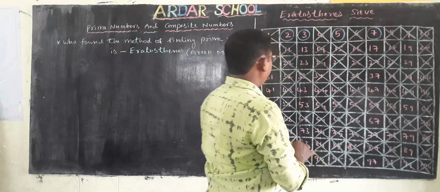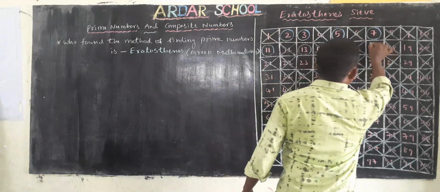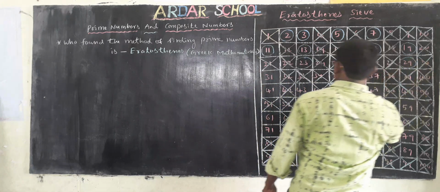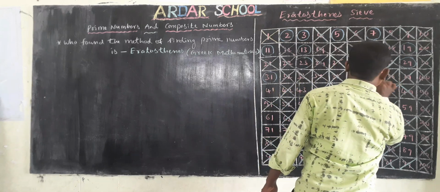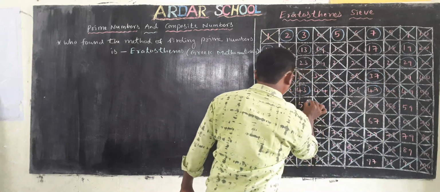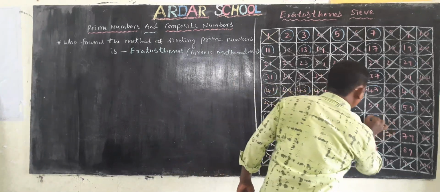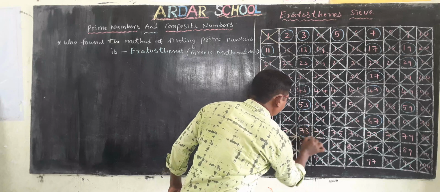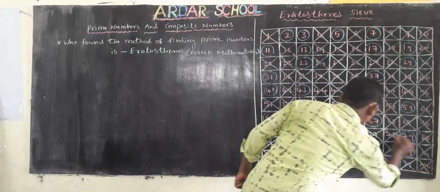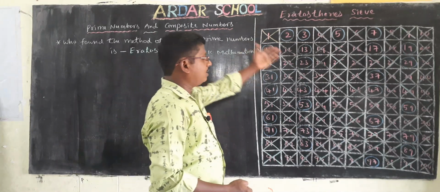Okay, the remaining numbers are prime numbers: 11, 13, 17, 19, 23, 29, 31, 37, 41, 43, 47, 53, 59, 61, 67, 71, 73, 79, 83, 89, 97. These are the prime numbers between 1 to 100.